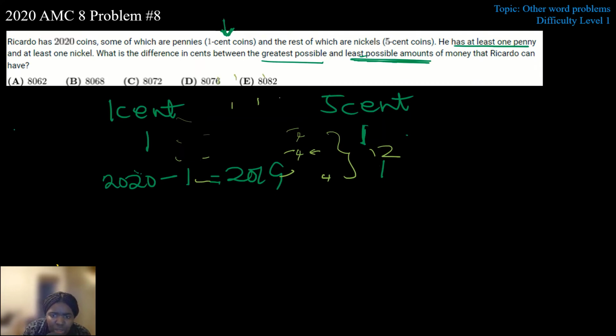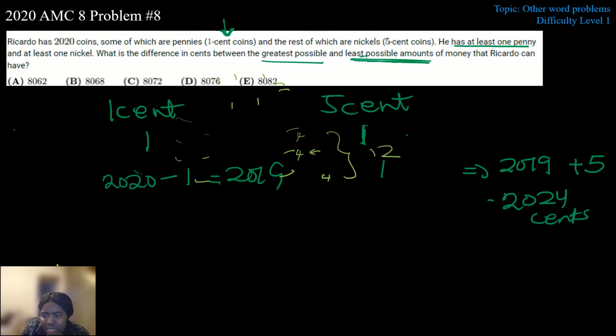Okay, so what's the value here? We end up with 19 times 1 cent, which is just 19. So 19 plus 5 cents, of course, is 5, so you have to add that. So you get 24 cents. Okay, this is the least.